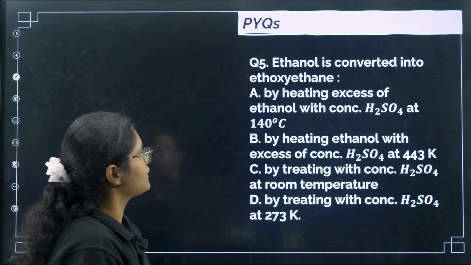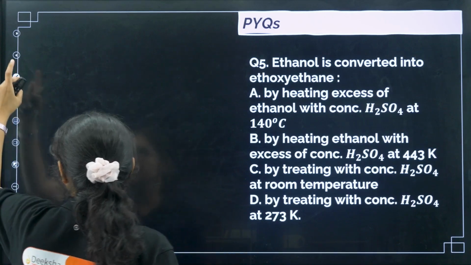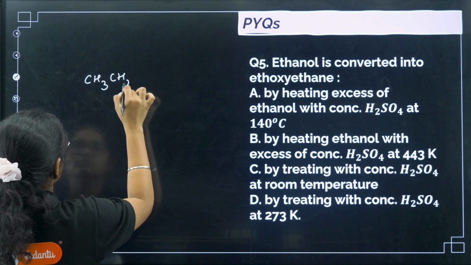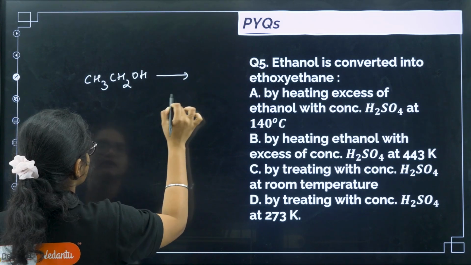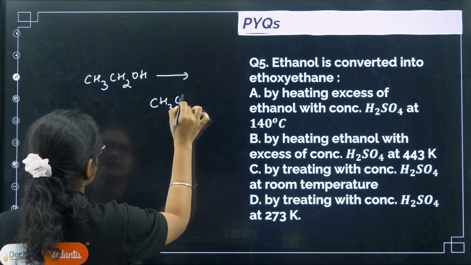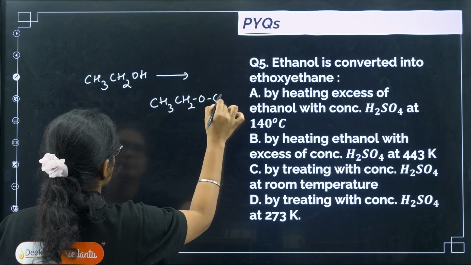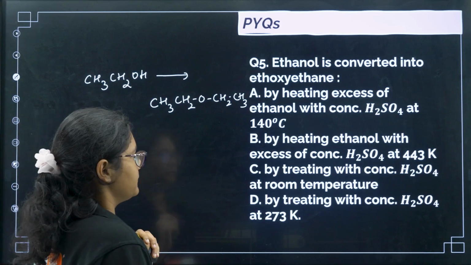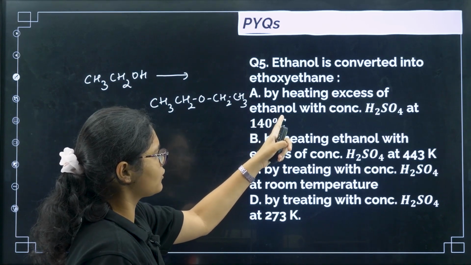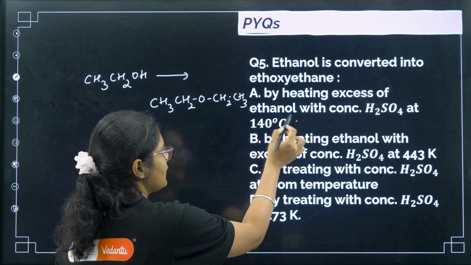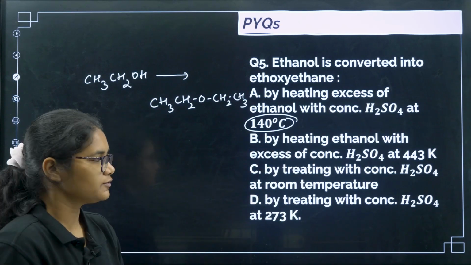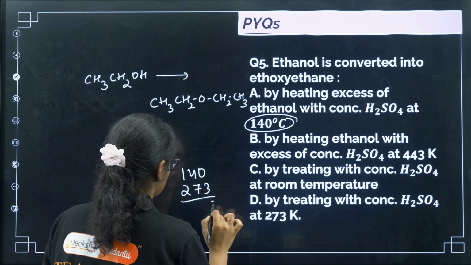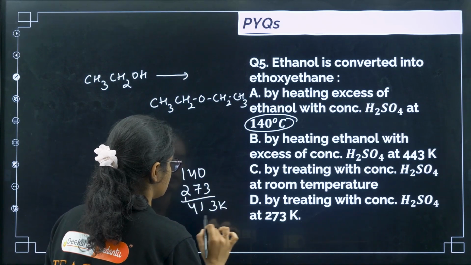Next, ethanol is converted to ethoxyethane. So they are telling ethanol, CH3CH2OH is converted to ethoxyethane, that is CH3CH2OCH2CH3, okay, by heating excess of ethanol with concentrated H2SO4 at 140 degrees Celsius. So if you convert this 140 to Kelvin, add 273, that is 413 Kelvin, right?